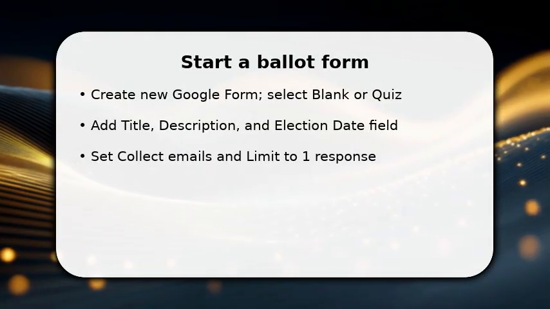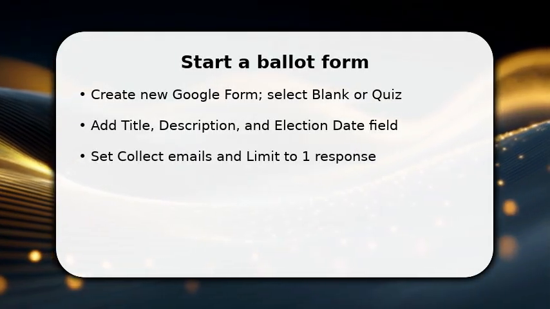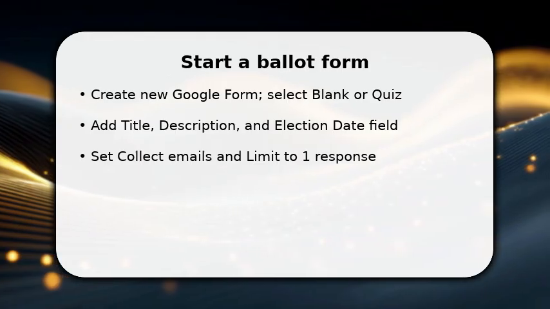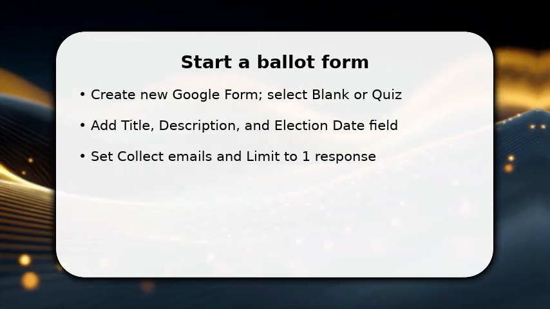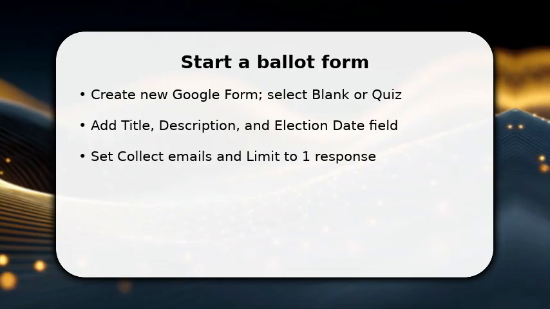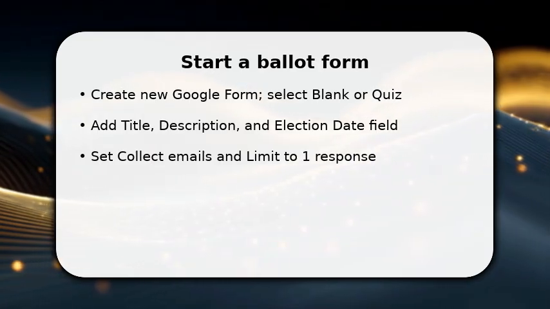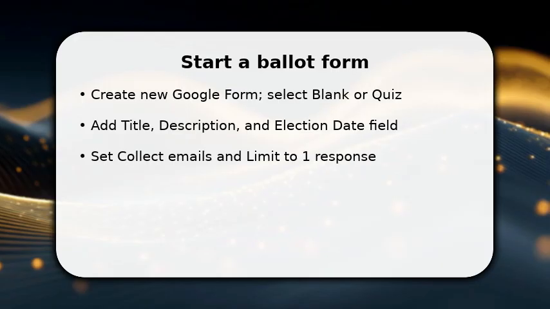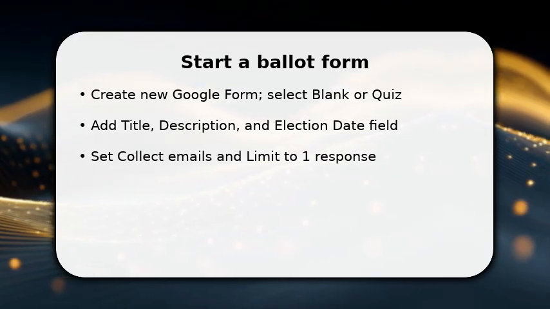You begin by opening Google Forms and creating a new form titled for your election. This gets voters oriented. Add a short description and an election date so responses are time-stamped. Once done, enable collect emails and limit to one response to prevent duplicate voting.